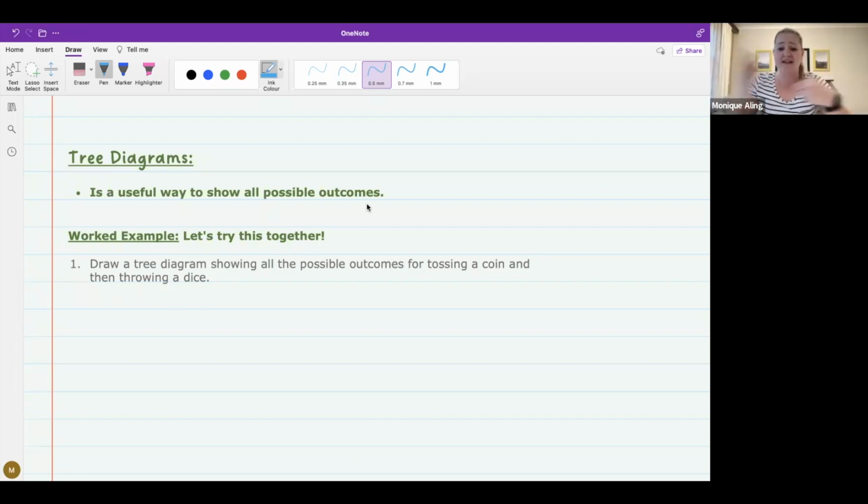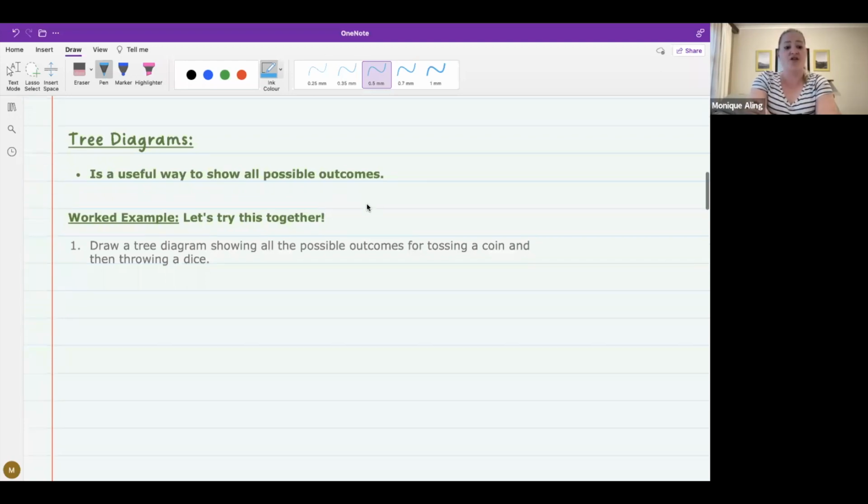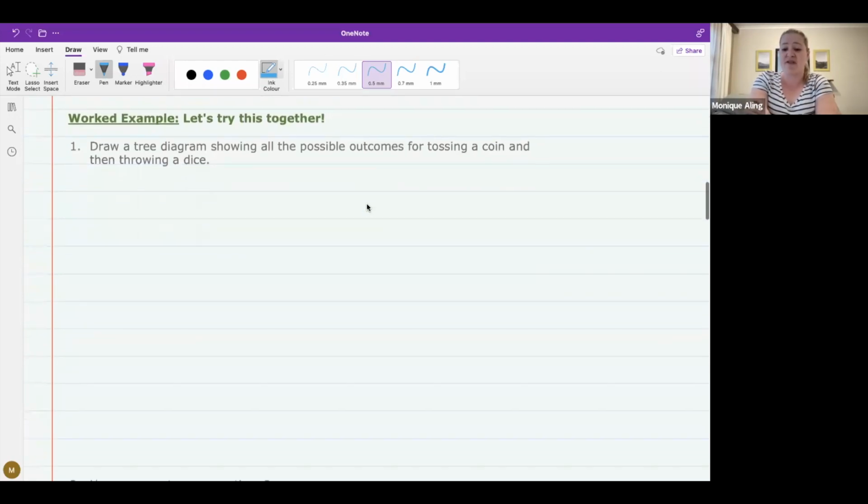Or if you're looking at different outfits, 2 different color shirts, 2 different color pants or skirts, all the different combinations you can get by doing that. So we're going to try the first one together. I've already mentioned this type of scenario. It says, draw a tree diagram showing all the possible outcomes for tossing a coin, then throwing a dice.